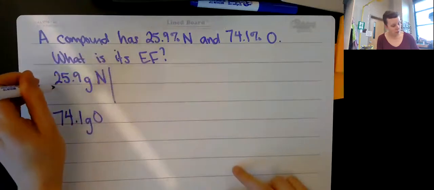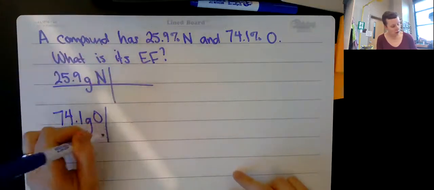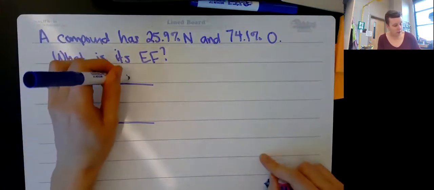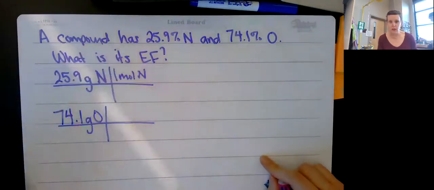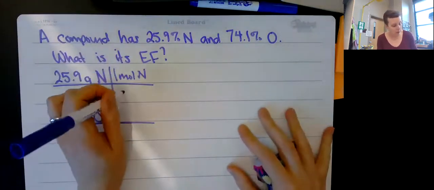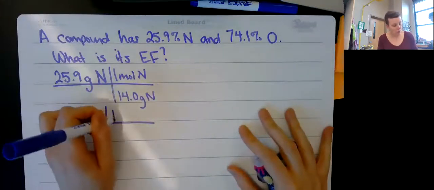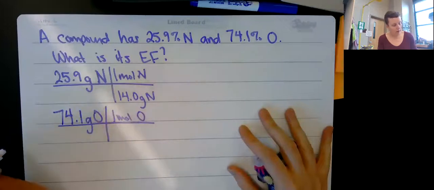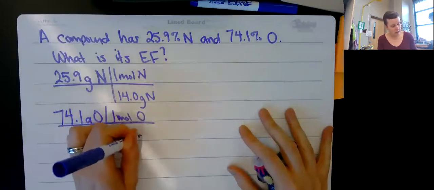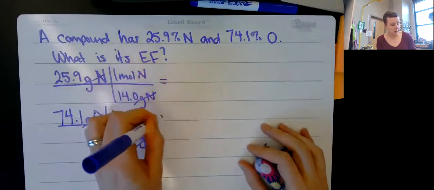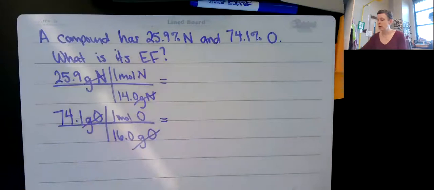So for each of these, I'm just gonna do a single step conversion, convert them to moles. Where do I wanna put one mole? The top, because I'm not trying to cancel moles. So one mole of nitrogen, when I look that up on the periodic table, it's 14.0 grams. One mole of oxygen is 16.0 grams. So my grams cancel on both of these, and I'm gonna figure out my moles of each substance, okay?